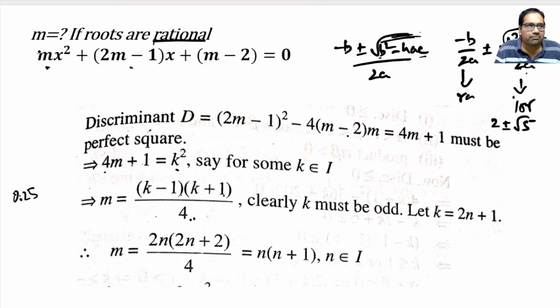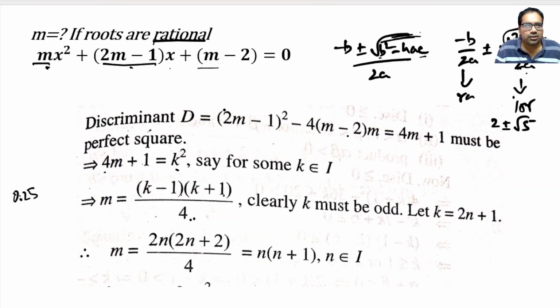Now, here m is an integer first of all. In this case also, for these roots to be rational, b square minus 4ac should be greater than or equal to 0, and that should be a perfect square. Otherwise the square root of that cannot be a rational number. Now here let us apply that same thing. b square minus 4 into m into (m minus 2). b square is (2m minus 1) whole square minus 4 times m into (m minus 2).